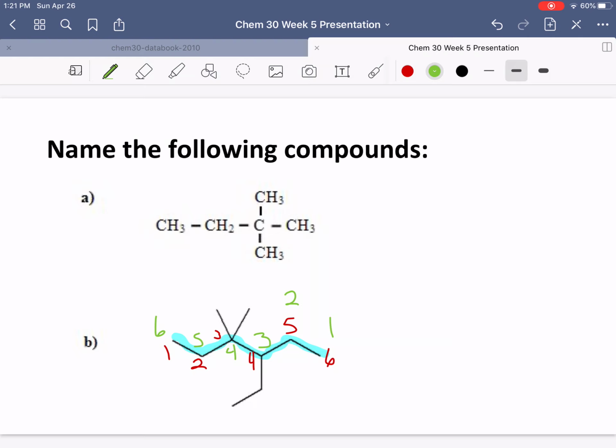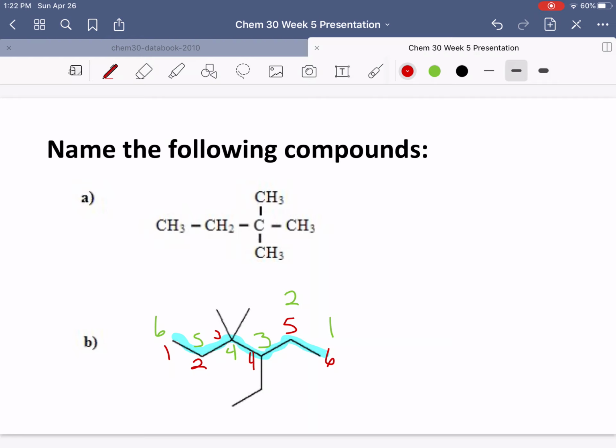Your goal here is to play with the alphabet rules. Either way, we get 3 is the lowest number. So that's good, and we can't change that. 3 and 4 is where the side chains are no matter which way we go. I'm going to name these both ways, so let's do the red way first.